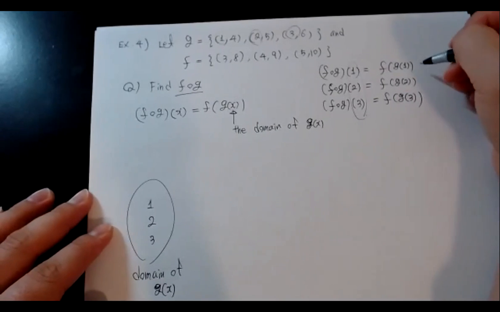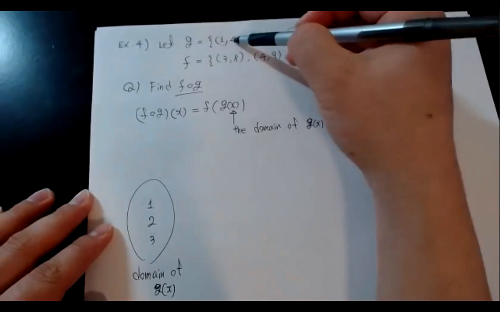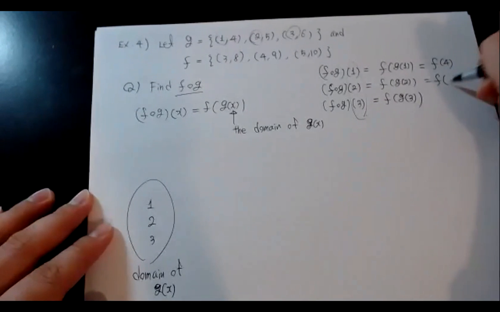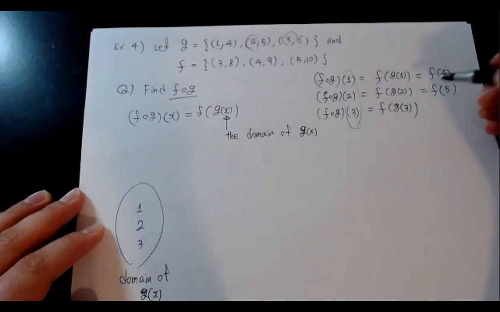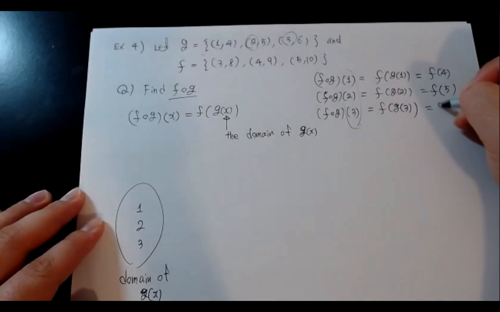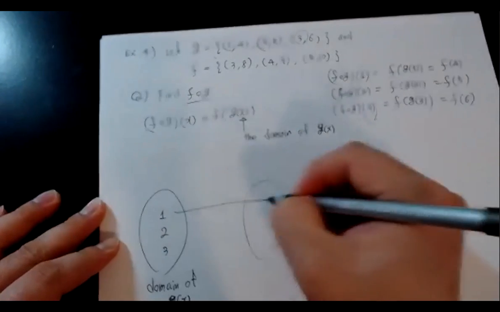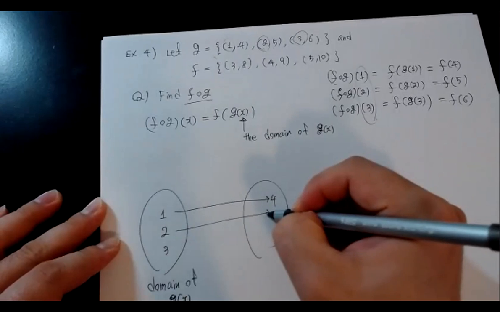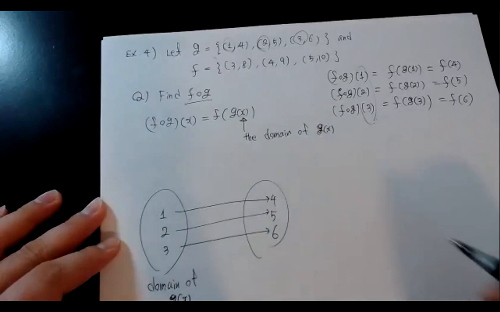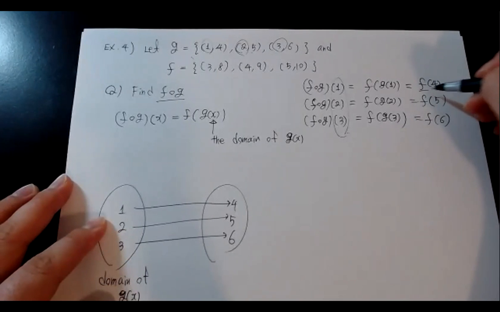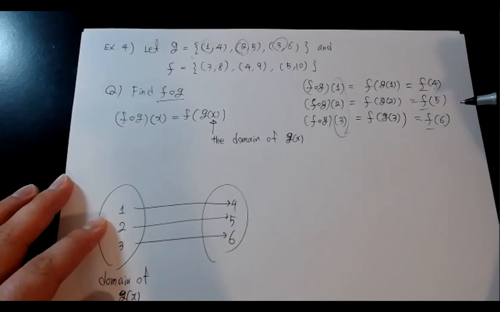So what is g of 1? G of 1 is 4, right? So this is f of 4. G of 2 is 5. And then g of 3 is 6. So 1 goes to 4, 2 goes to 5, and 3 goes to 6. But here's the problem. Now we evaluate f at 4, 5, 6.